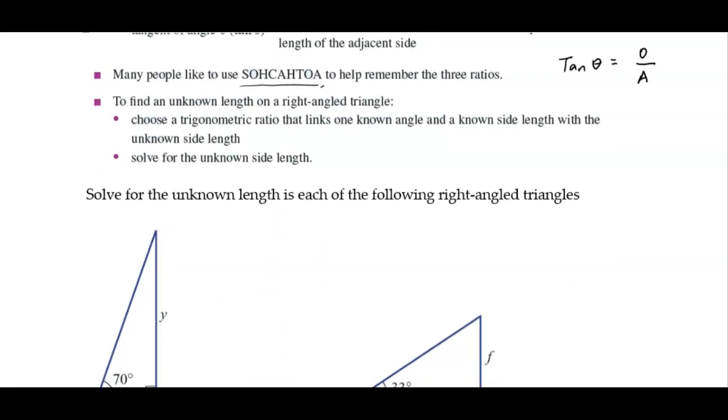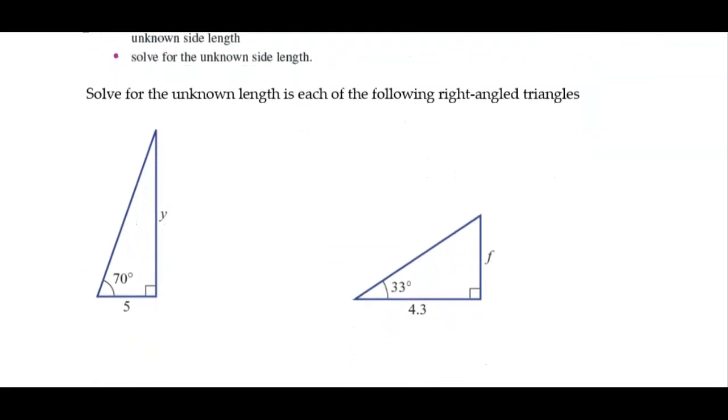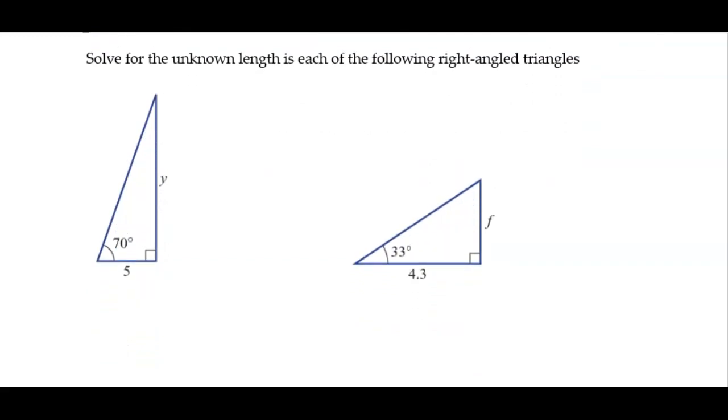So we're going to solve the unknown length in each of the following right angle triangles. The very first step when it comes to solving a length in a right angle triangle is to label the sides that have been given to us. So if I label the sides, I've got my hypotenuse. Now in this question, 70 degrees is my given angle. So the side that is opposite to 70 degrees is the one with the y, so that's going to be my opposite side, and the third side, with the length of 5, is going to be my adjacent side in this triangle.